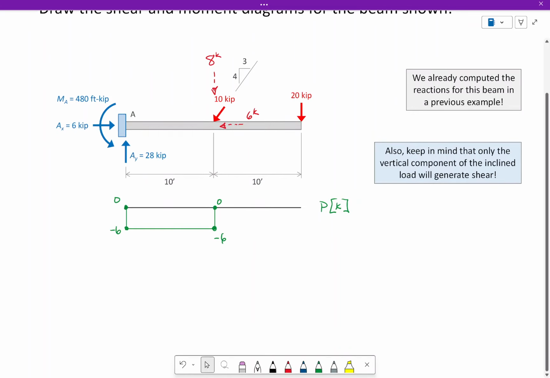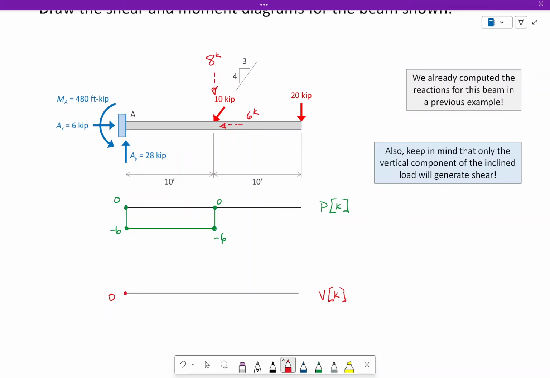Okay? But we're interested in a shear and moment diagram. Shear diagrams are transverse, perpendicular to the axis. So let's draw the shear force diagram right now. Okay?